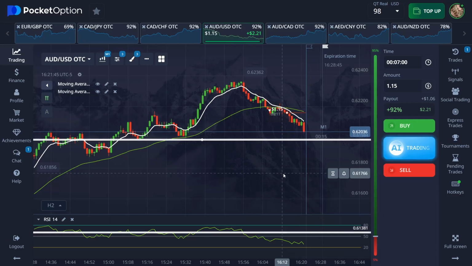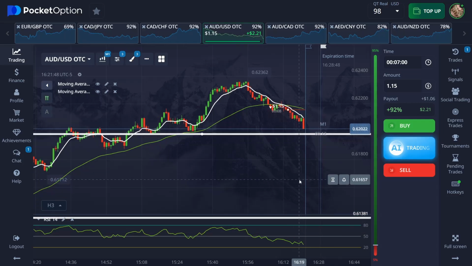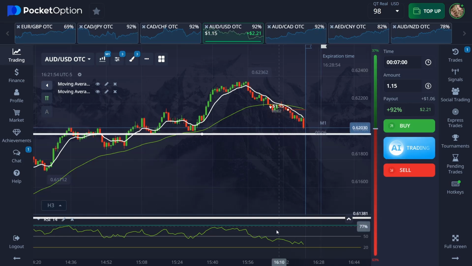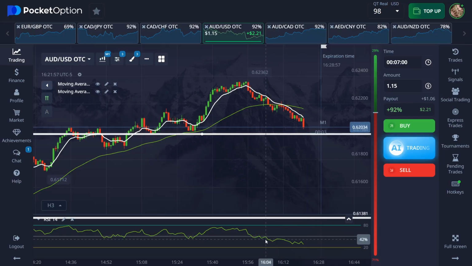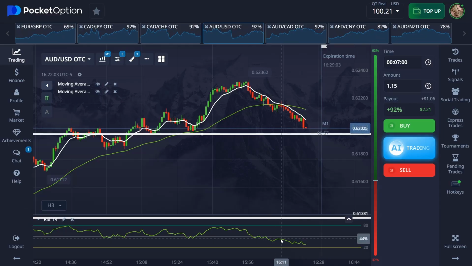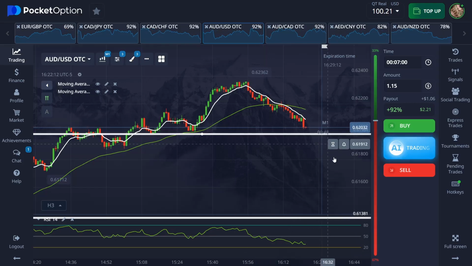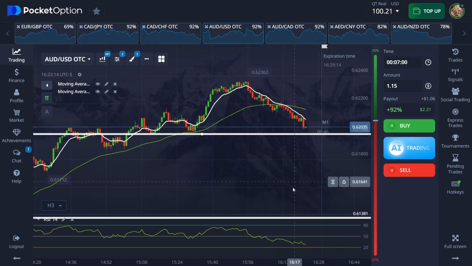But that's not enough for you to go ahead and take a trade. You have to look into all the factors as well before you take your trade. And I'm using the RSI indicator. Whenever you're below the 50 level, you're in a downtrend. Whenever you're above it, you're in an uptrend. So everything just lines up for me to take the trade.